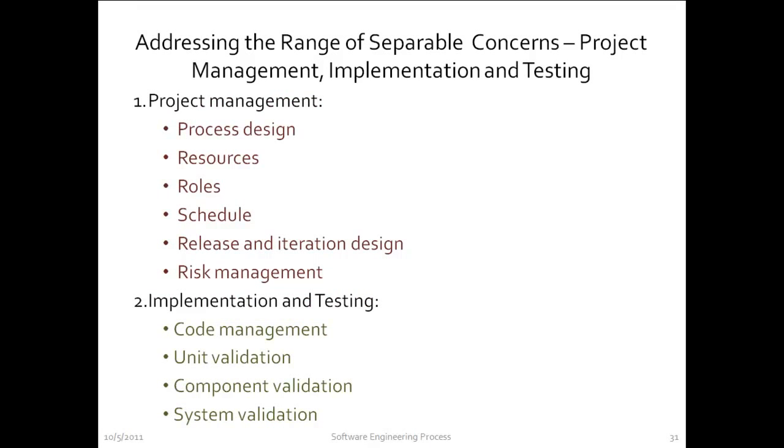With respect to project management, the concerns are the design of the overall process, the availability and composition of the resources, human as well as technological, the delivery schedule, the partitioning of the system development into releases and iterations, and the addressing of risks. In implementation and testing, the concerns are the management of code, and specifically with respect to testing, unit level, component level, and system level validation.